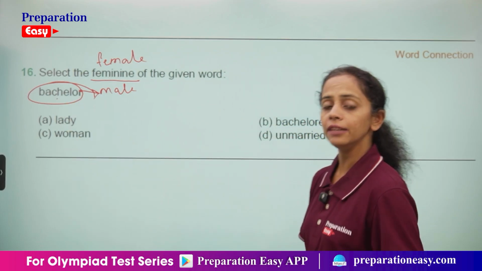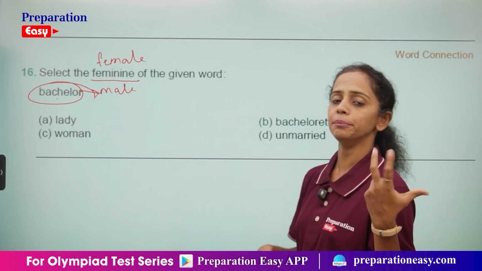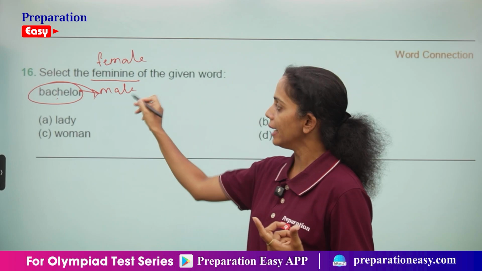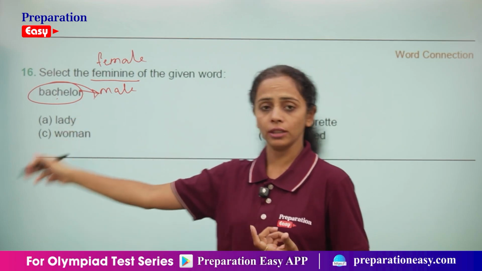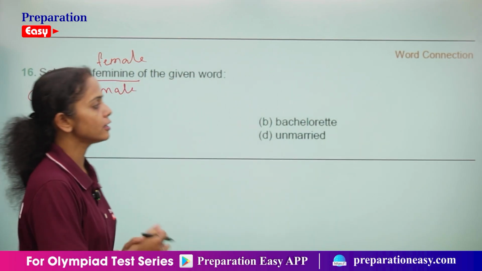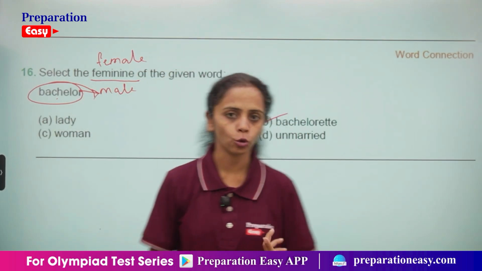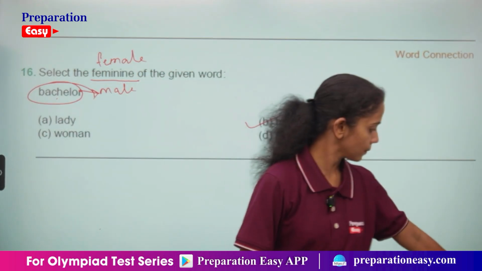In this category, we are taking the word meaning who is not married. So the not married male gender is known as bachelor. The female gender is known as bachelorette. Clear? The female gender is known as bachelorette.